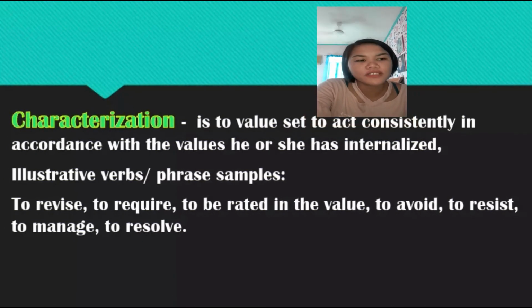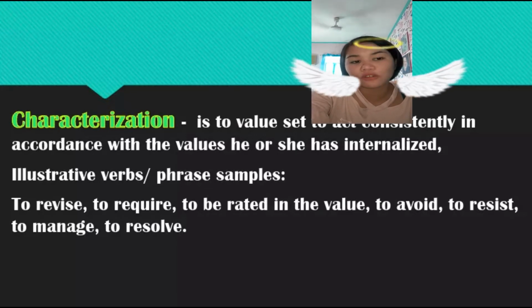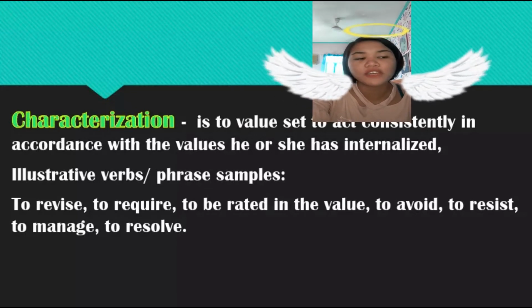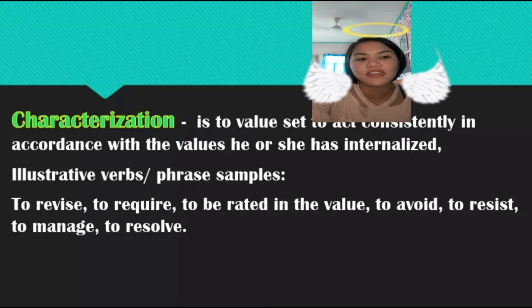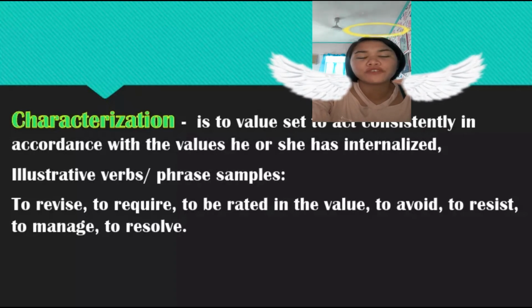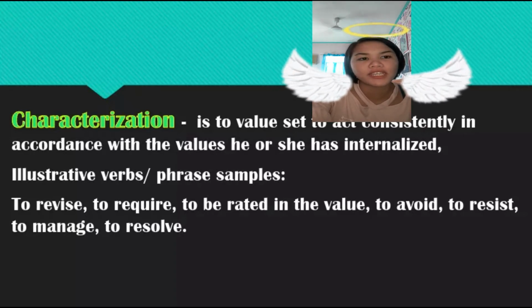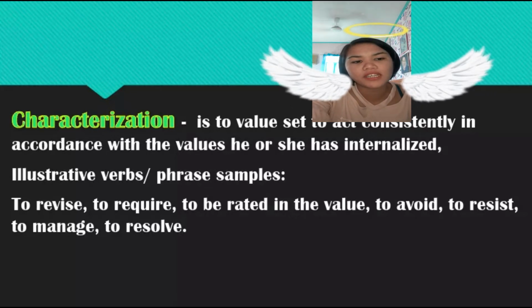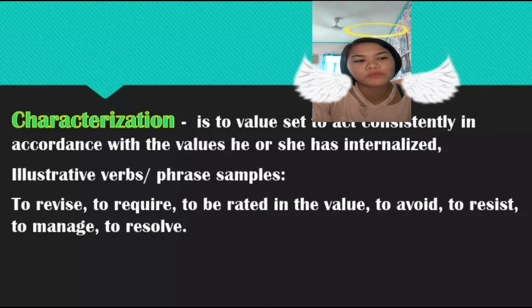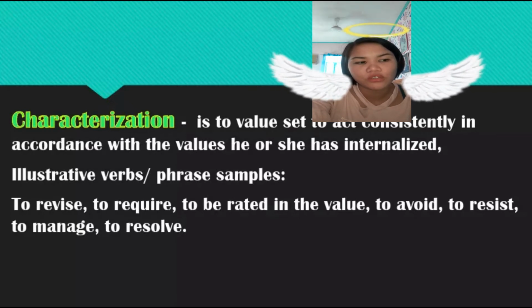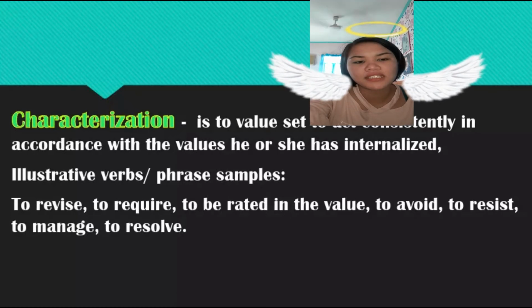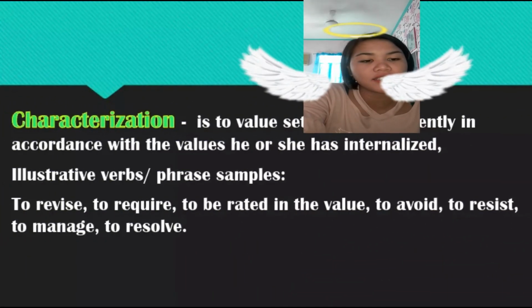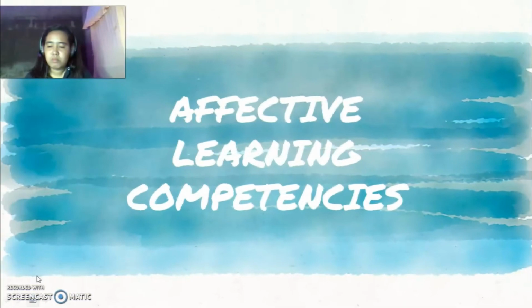And last but not the least is characterization. It is the value set to act consistently in accordance with the values he or she has internalized. So here are the illustrative verbs or phrase samples in creating this objective under characterization. First one is to revise, two is to require, third is to be rated in the value, fourth is to avoid, fifth is to resist, sixth is to manage, and last is to resolve.